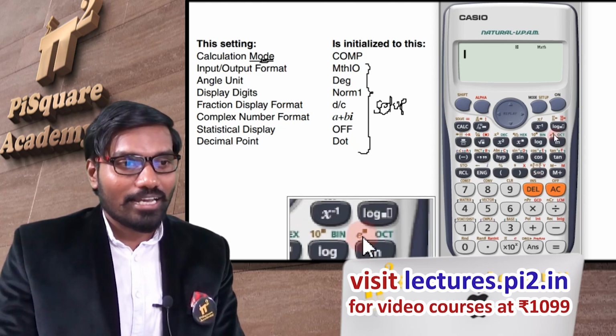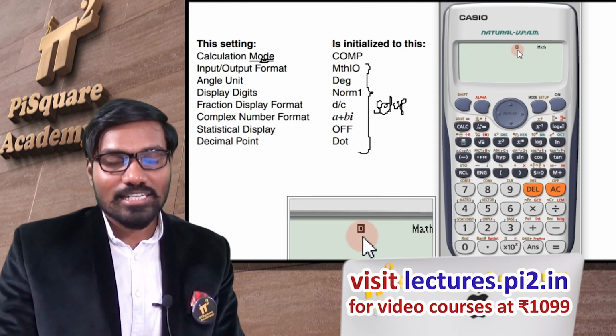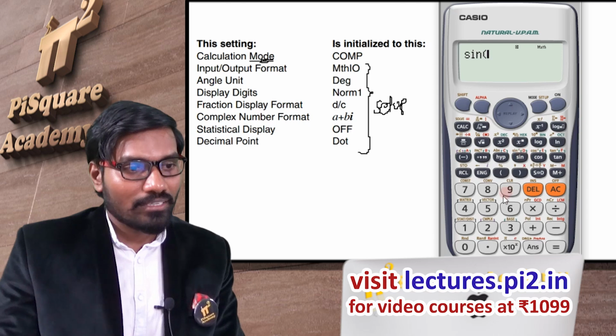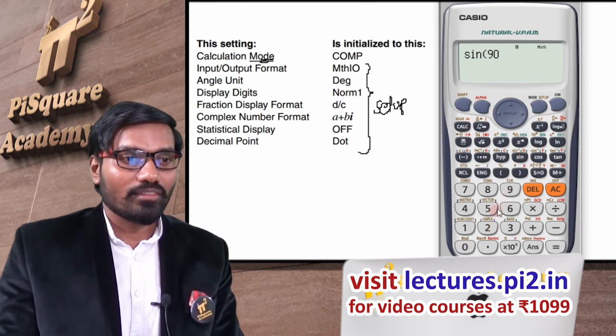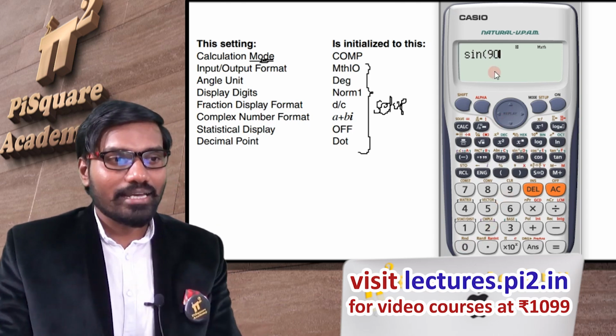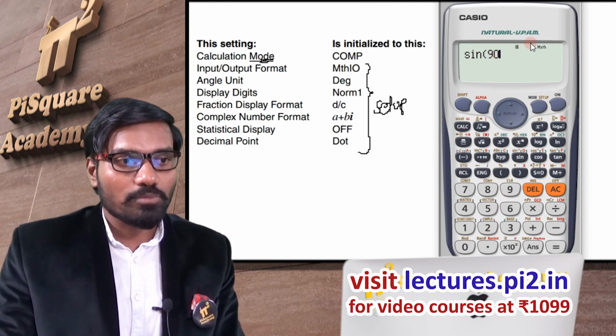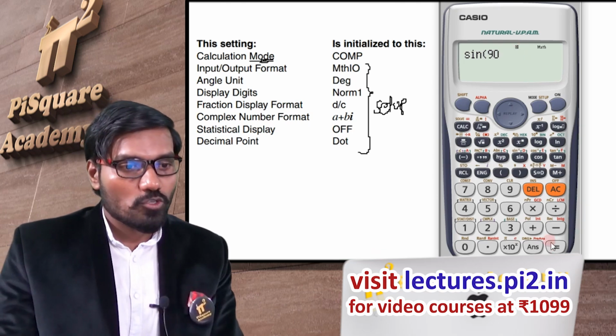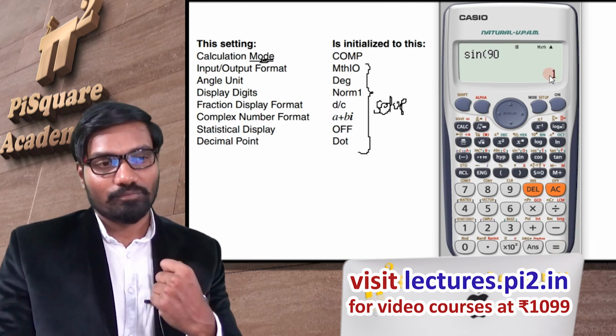Right now the calculator is in degrees mode. D stands for degrees mode. Means if I enter sine 90, calculator by default will take this 90 number as degrees, because the calculator mode is in degrees. By default it will take in terms of degrees. So if I hit equal to, you will get the answer as 1.